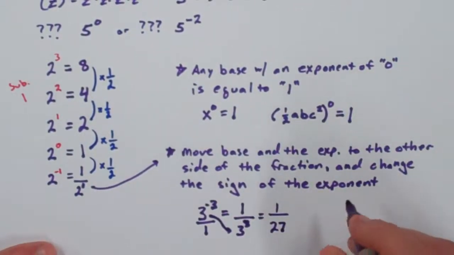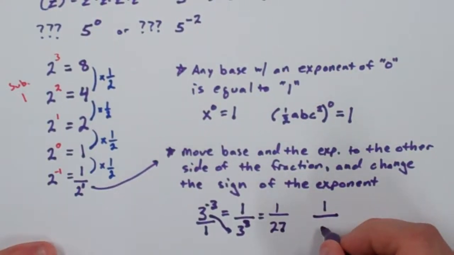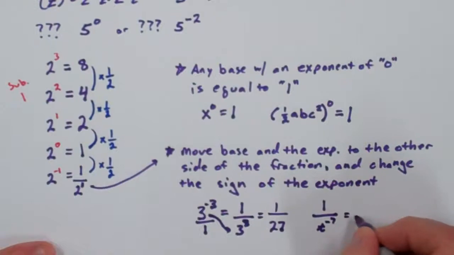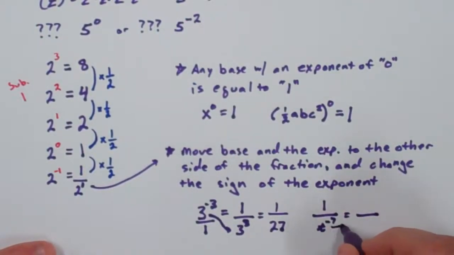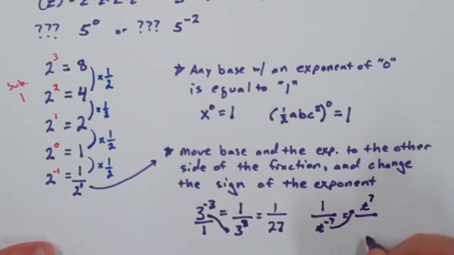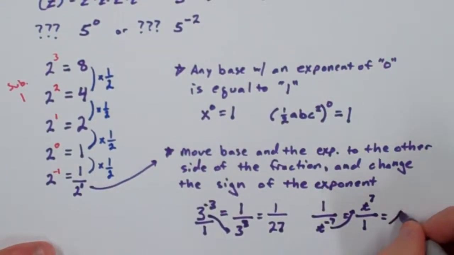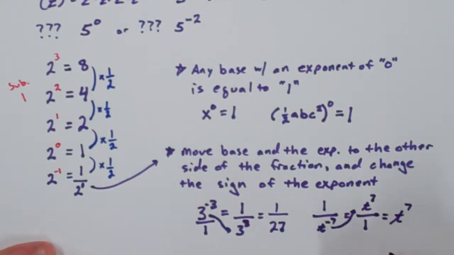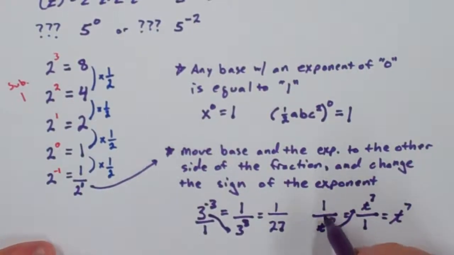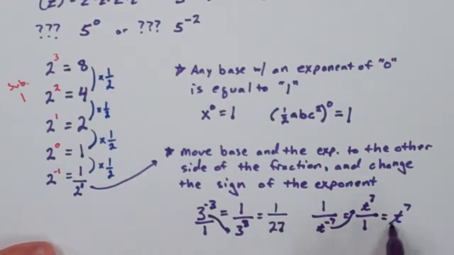I'll give you another one here with a variable in there. Let's say you had 1 over t to the negative 7 power. What you can do is you can just move that to the other side of the fraction, change the sign of the exponent, and then it's over 1. So really we don't need this division by 1. You don't want to write division by 1 as a final answer. We're just going to write t to the 7th power. I hope you're okay with my funny looking t there. That's just how I write them, or else my t's look like plus signs. So 1 over t to the negative 7 is really just t to the 7th power, and those are equal.